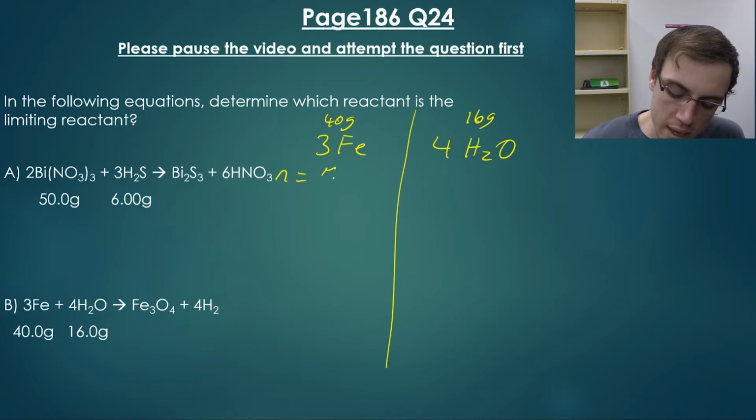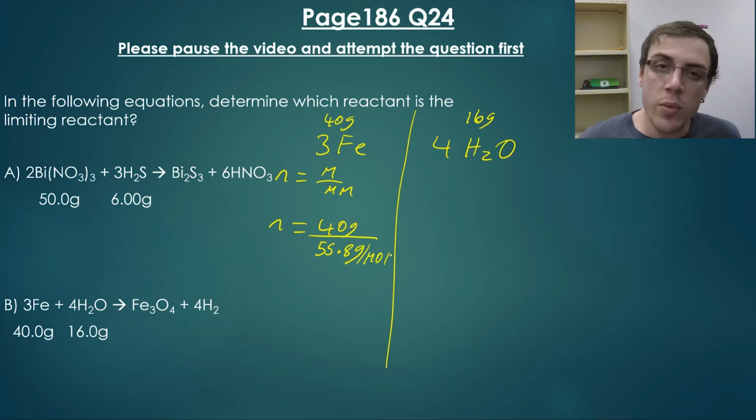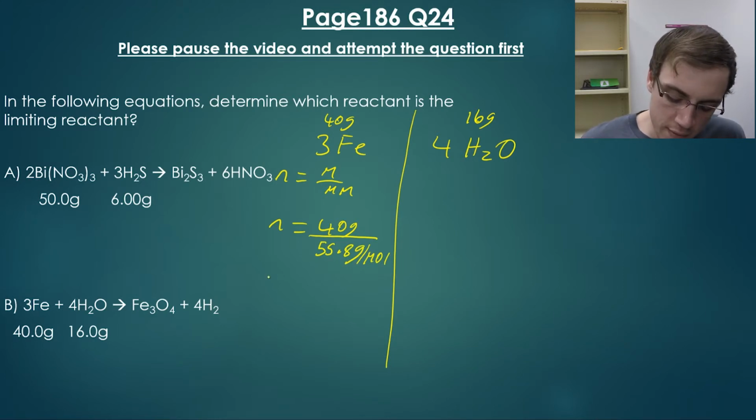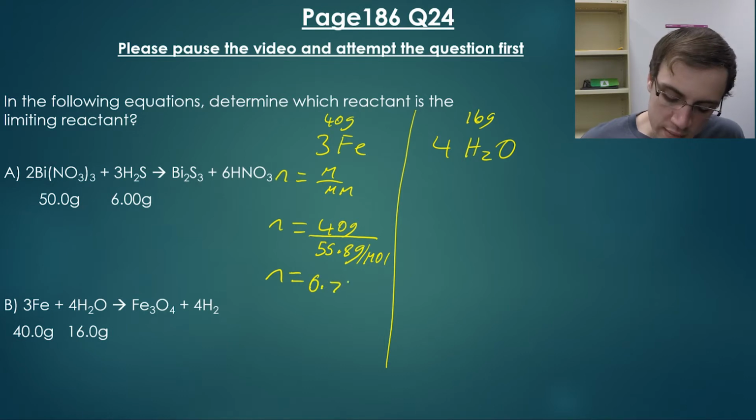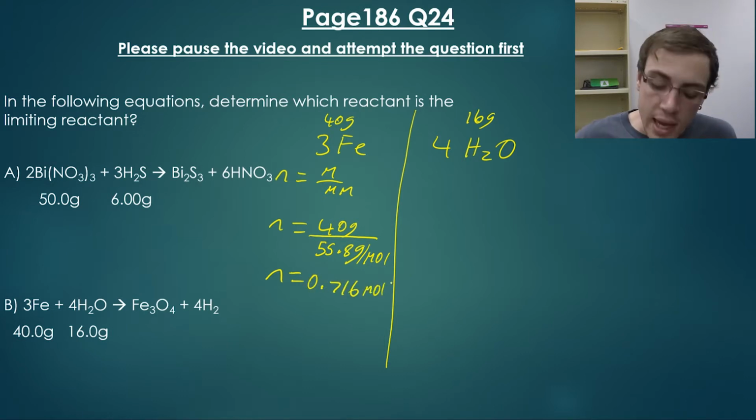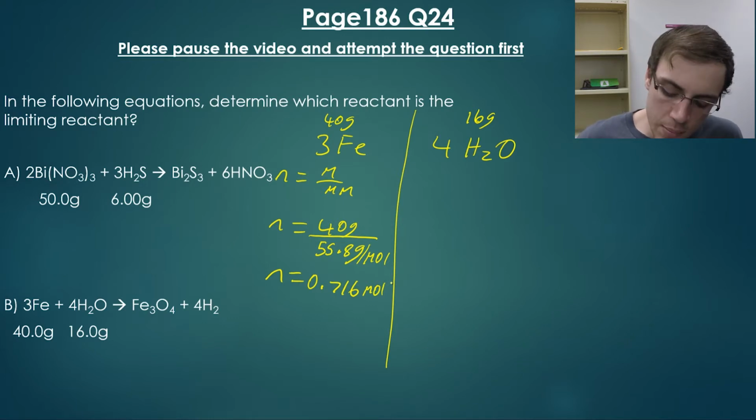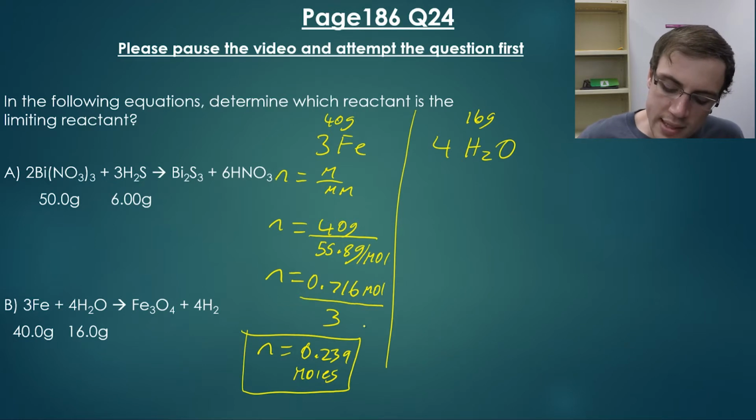So moles is equal to mass over molar mass. Moles is equal to the mass, which is 40 grams, divided by the molar mass. So then we divide this, so we go 40 divided by 55.8. So we punch that into our calculators, and that will give us a total molar concentration of 0.716. Now again, we need to take into account this coefficient at the front here. So we go 0.716 divided by 3, and that will give us a total of 0.239 moles.